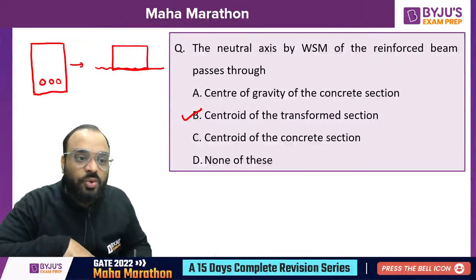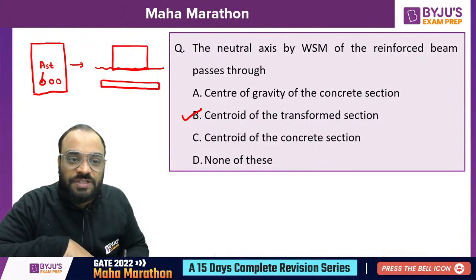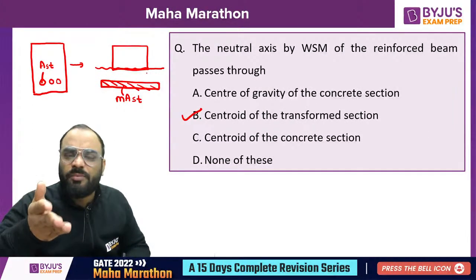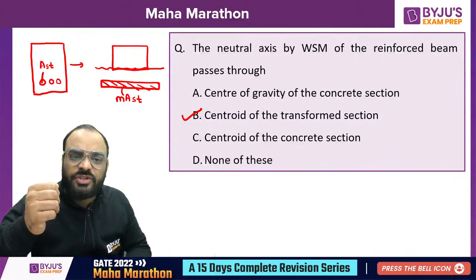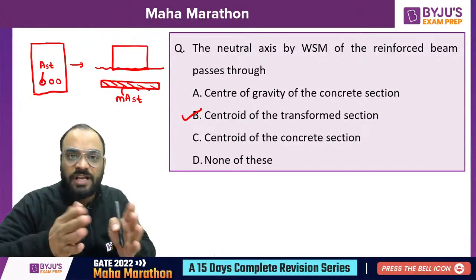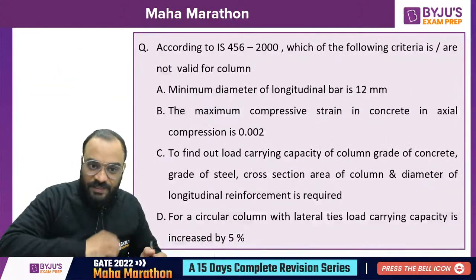But you need to convert this particular AST part in terms of concrete, and that's why it will become m times AST, which is in terms of concrete. And ultimately, you need to take the moment of area about this neutral axis to find out the value of centroid of the neutral axis of the transformed section. So that's why, guys, B is the correct answer.